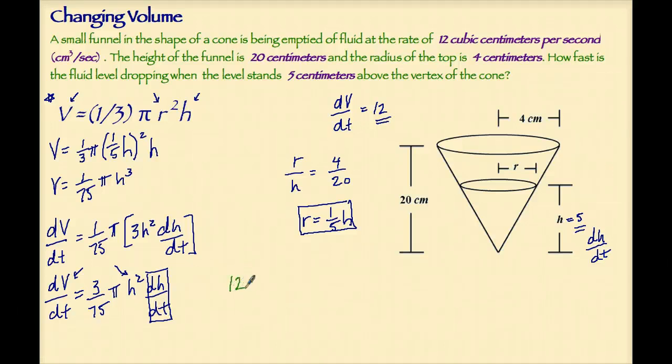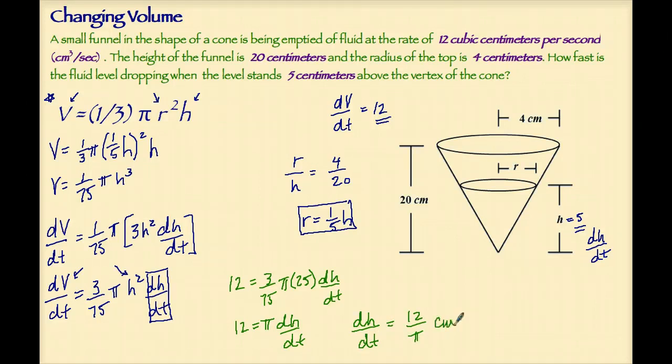dV/dt is 12 equals 3 over 75 pi. H squared will be 25 dH/dt. 25 times 3 is 75, so this becomes 75 over 75, which is actually 1 times pi dH/dt, which means that dH/dt, the rate at which the height is changing when the height is 5, is 12 over pi centimeters per second. And that is the solution to the changing volume problem.